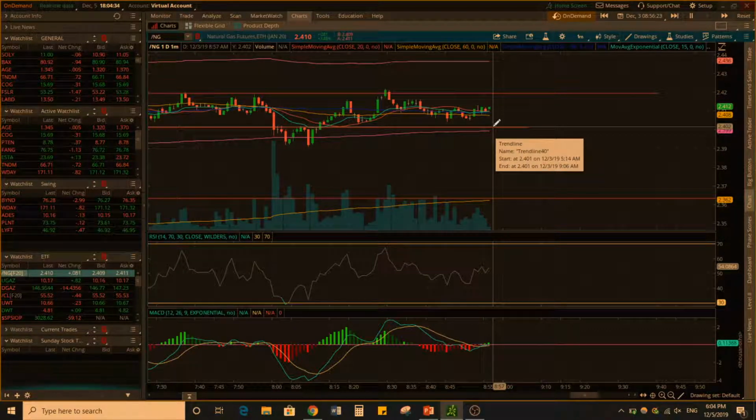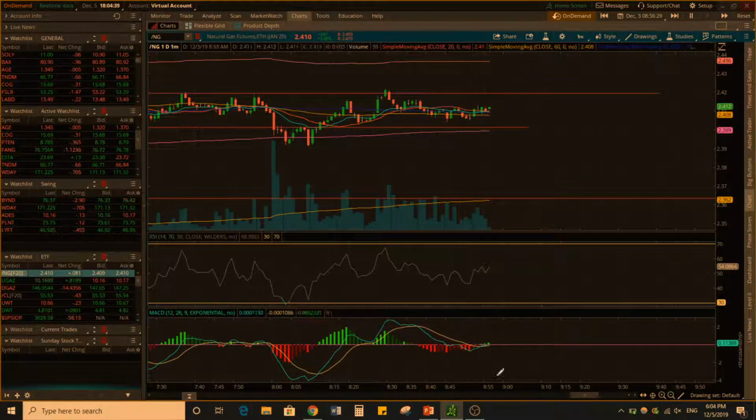Okay. Looks like it's going to break that sort of resistance. It's going to keep going. Yep, and the MACD kind of confirms that, and so does the RSI. Okay. That would really be a good place to buy. But that would definitely be a sell signal.